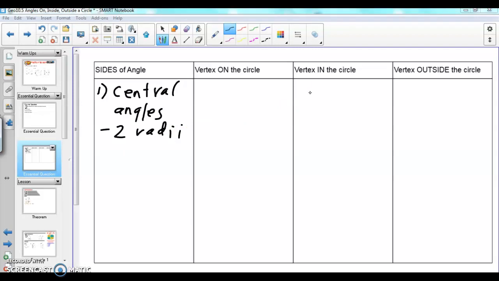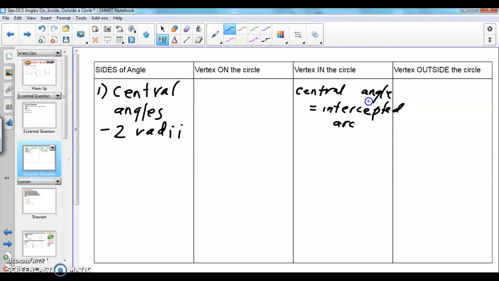So since a central angle has its vertex at the center, it means it is inside the circle. I'm going to write the relationship here. So we learned previously that a central angle is equal to its intercepted arc. Okay, you can write that smaller. I'm using a slate, and that's just how my sloppy handwriting looks like.